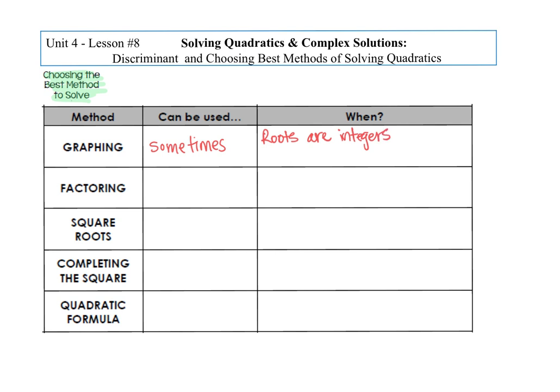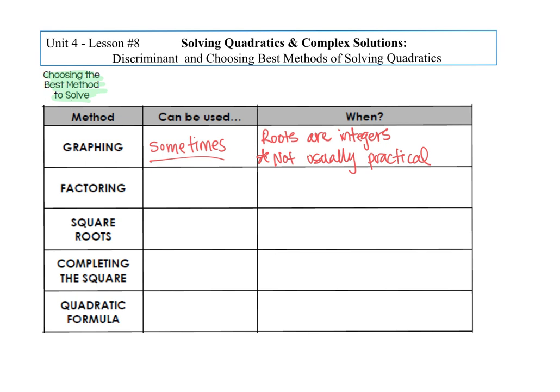Okay, and we're going to just make a note here. It's not usually practical. Let's put that. Just because we get fractions and decimals a lot, and that's so hard to find when you're graphing, especially graphing by hand. So even though graphing is awesome because we can see it, it doesn't always work.